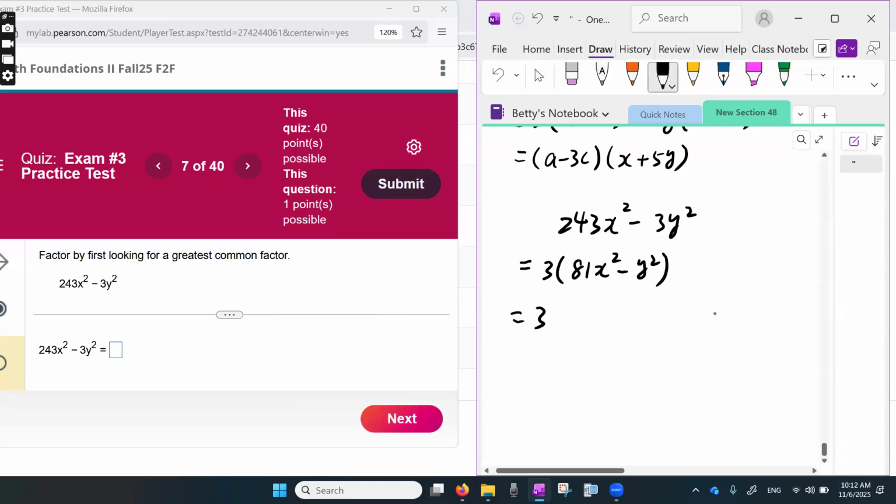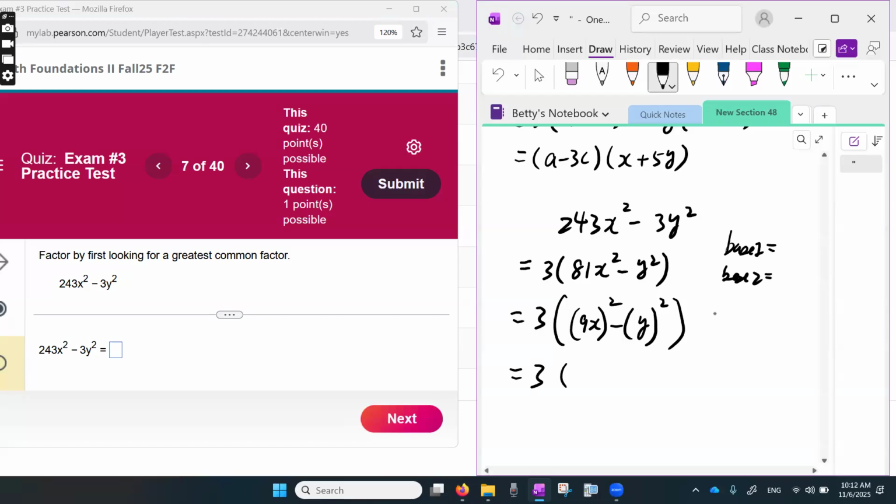Okay. Inside the parentheses, we have a difference of two squares. 81 is 9 squared. x squared is the square of x, right? So 81x squared is the square of 9x, and y squared is the square of y. So we can write the difference of two squares so that you should write base 1, base 2. Yeah, try not to skip this step.